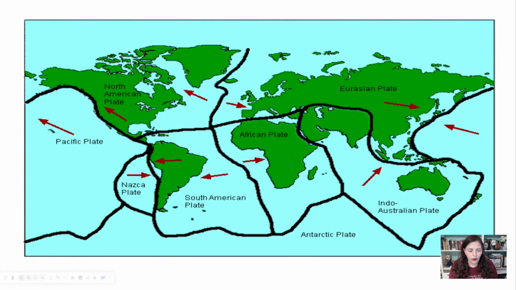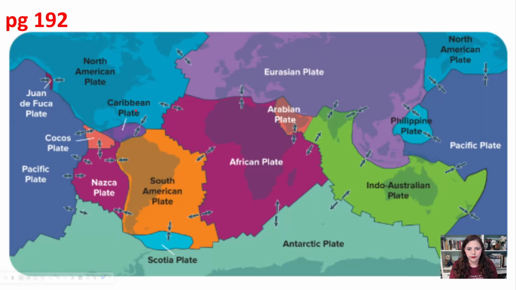So where are they going, right? Here's how they are moving right now. We have some plates that are separating from each other, like here in the Mid-Atlantic Ridge. We have some plates that are crashing into each other, like the Nazca plate and the South American plate. We have some that are sliding past each other. So there's all kinds of different movement, and we're going to learn about each type today.